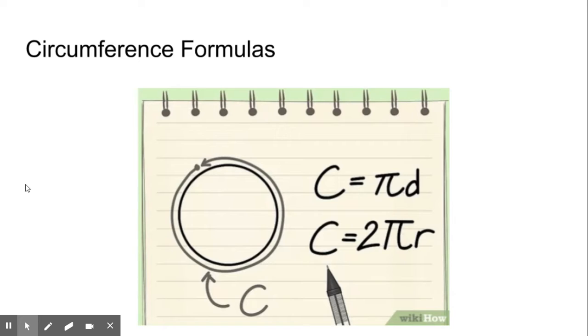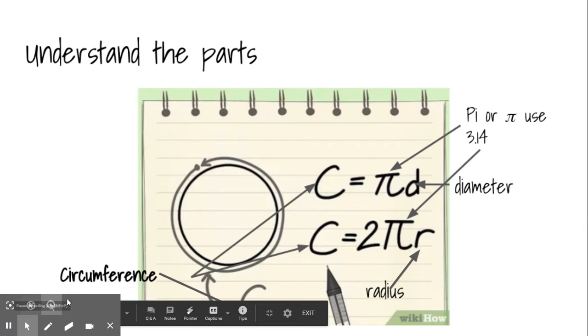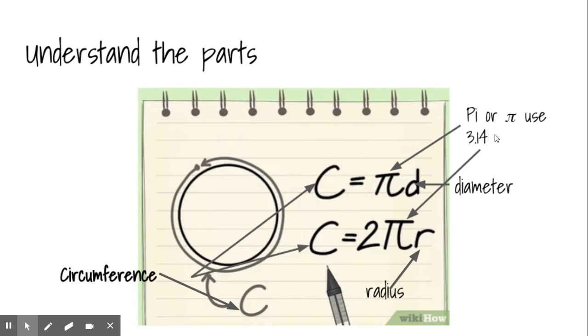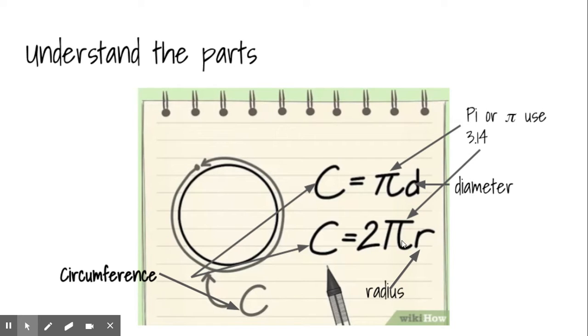We need to know circumference formulas. There are two. Circumference is equal to pi times diameter. The other one is circumference is equal to 2 times pi times r. We have to understand the parts. C is for circumference. Pi is this symbol, and we use 3.14. D stands for diameter. In our other one, we have 2 again, we have pi, and we have r, which stands for the radius.